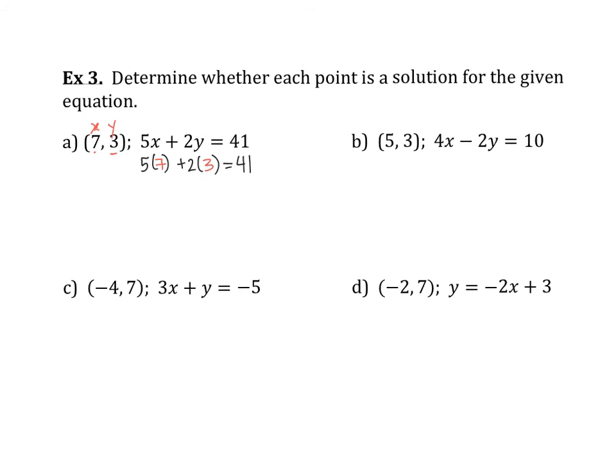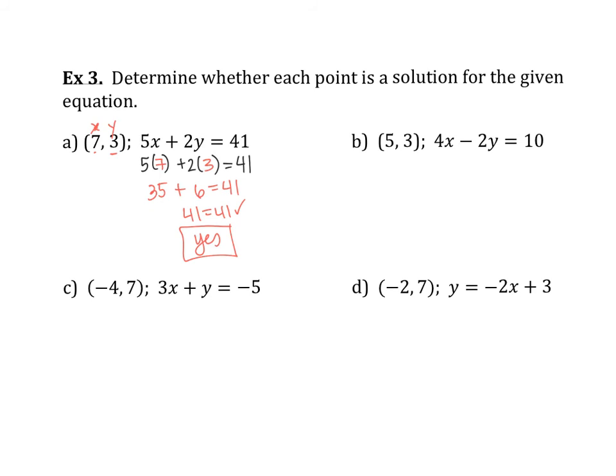Let's evaluate this. 5 times 7 is 35. 2 times 3 is 6. And then I need to show all my work because I'm trying to prove something. Is 35 plus 6 equal to 41? Yeah, 41 does equal 41. If you end up with something where it equals itself, then yes, this was a point that was on that equation or on that line.